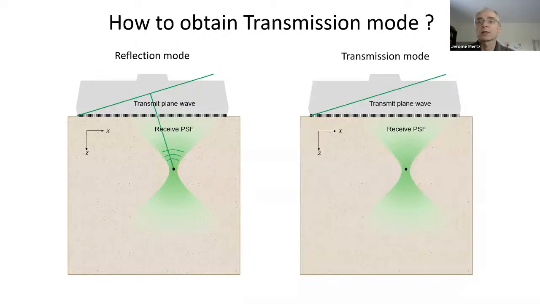For example, let's say we want to look at that same point with the same transmit plane wave and the same receive point spread function. Can we look at it in a transmission mode? And the answer is yes.